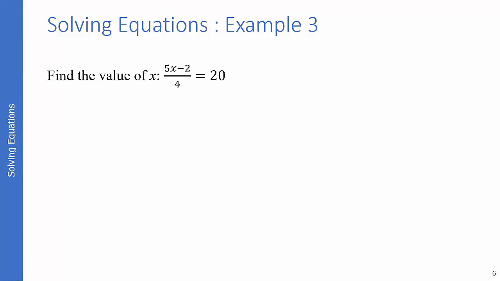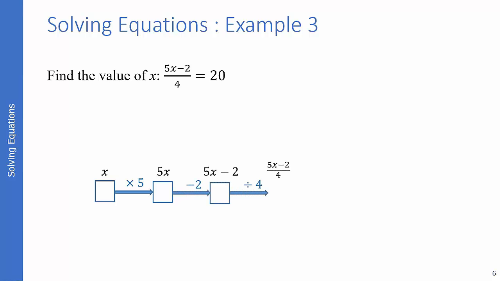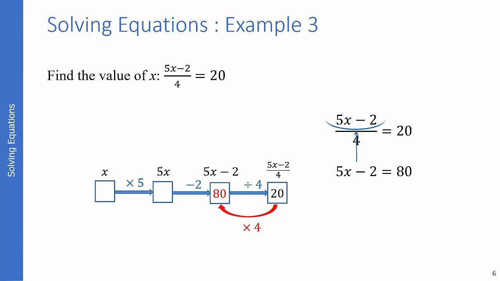In this next example, we start off with x and we multiply by 5 to get 5x. Then we subtract 2 and then we divide that by 4 to get an answer of 20. That's our starting point. Let's undo each of those steps. To undo the divide by 4, we multiply by 4. 4 20s are 80.